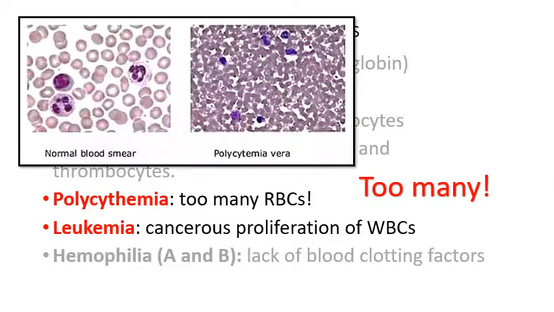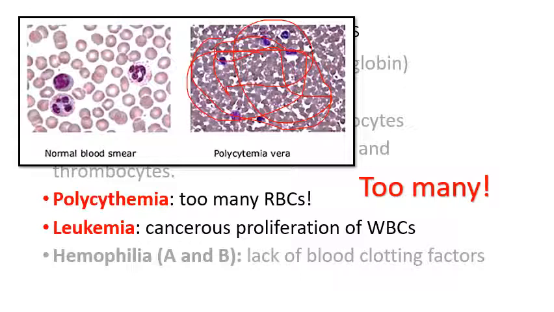And then polycythemia, right? Here's polycythemia vera, which is a form of polycythemia. You can see there are way too many blood cells. So that's probably what Lance Armstrong's blood looks like after he's been blood doping, after he's been injecting himself with erythropoietin to win bicycle races.